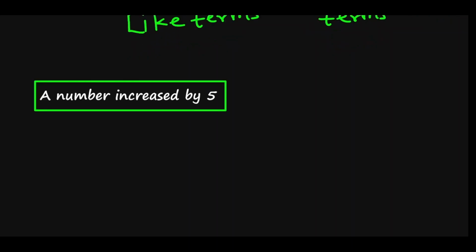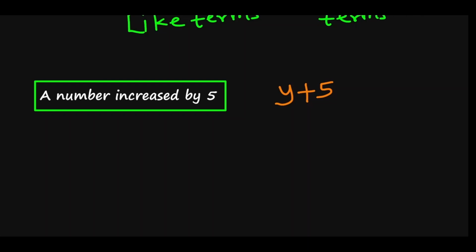So we see the first one. A number increased by 5. So just simple reading and understanding. A number, what is that number? You don't know the number. So let us say the number is y. So that number increased by 5. What does it mean to increase by? Plus 5. That's all. So this is the algebraic equivalent of this statement that we just see now. You see how simple it is?